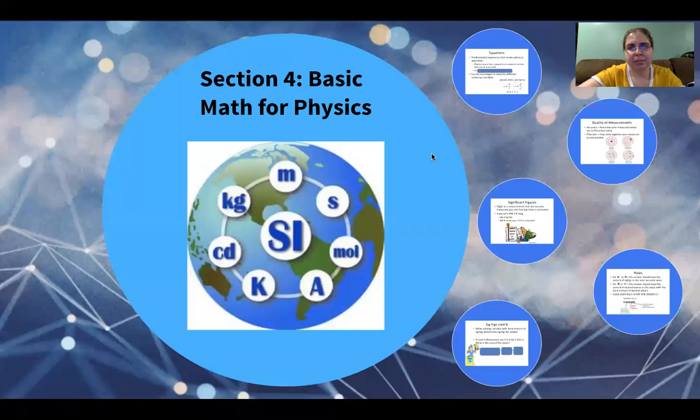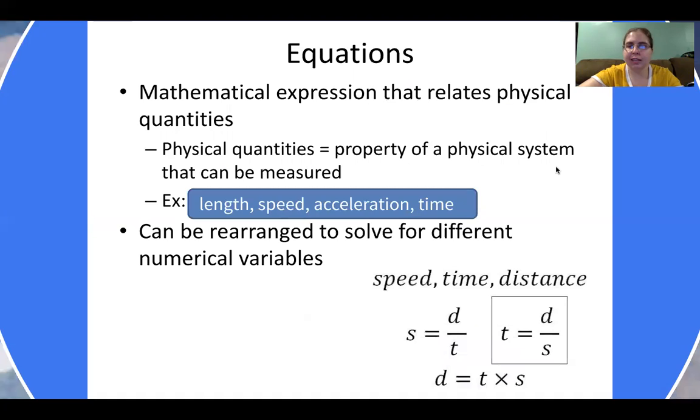So just a little bit on basic math for physics. We will have lots and lots of equations. It's going to happen, I'm sorry. But the reason why is because equations are mathematical expressions that relate the physical quantities. So we said physical quantities, we've used that term before. What is it? It's a property of a physical system that can be measured. So what we do with these equations is we're able to take these different properties, these different physical ideas like length and time, and combine them in order to understand how they relate to each other.